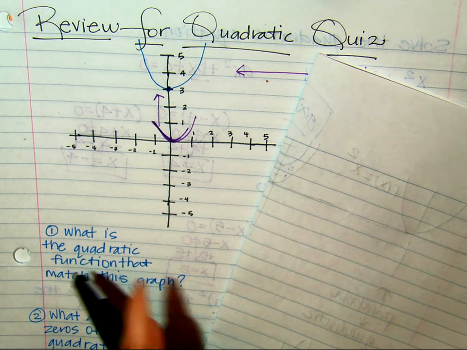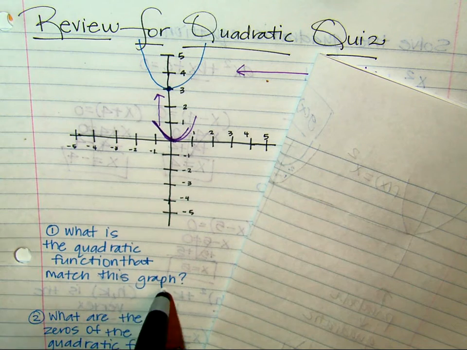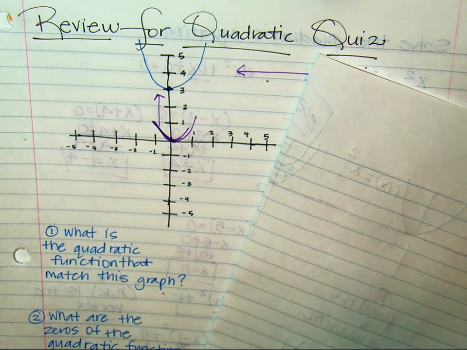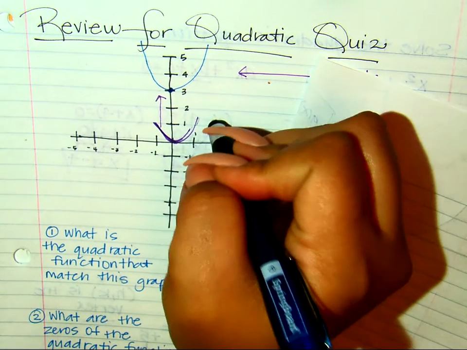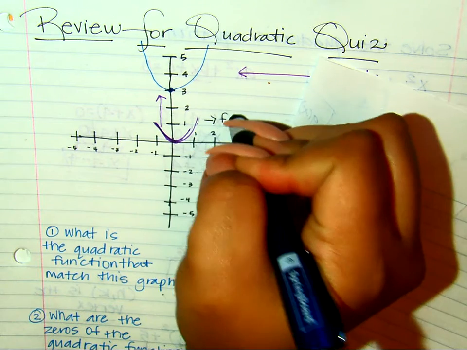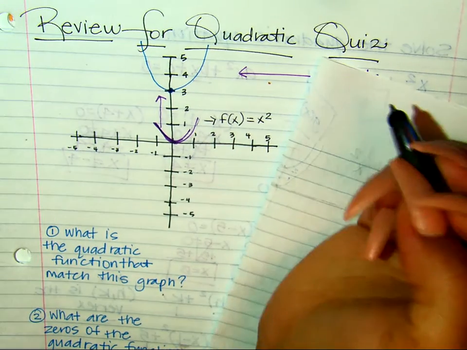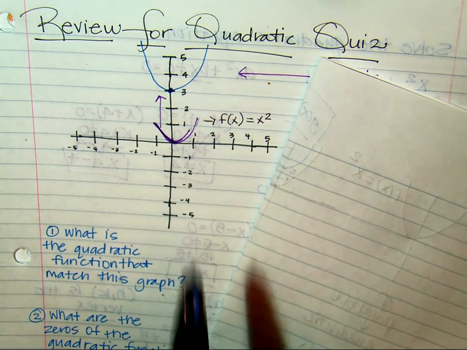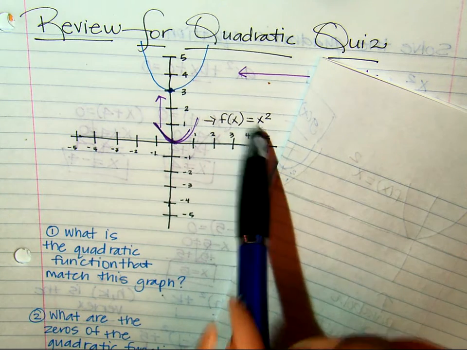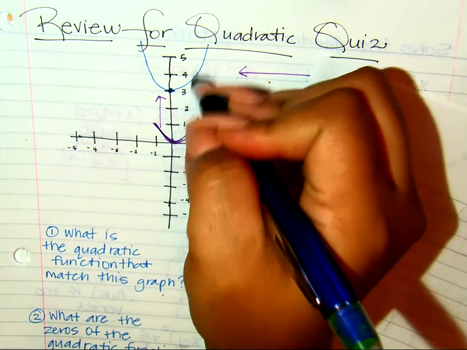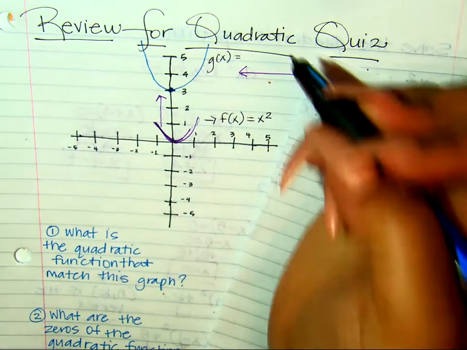Alright, so the first question I have here is, what is the quadratic function that matches this graph? I lied, I am going to write. I'm going to point out that this right here would have been the parent function, which is f of x equals x squared. Because it is a parabola, you should see that it's going to be quadratic. So f of x equals x squared is the parent function. And then this blue one right here would be the child function, which we would say g of x.